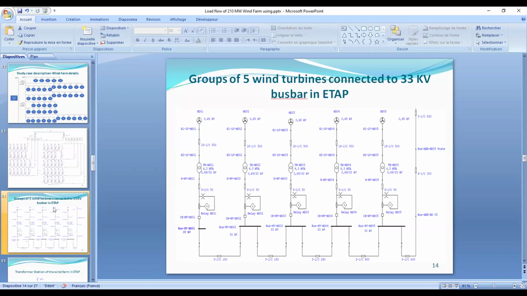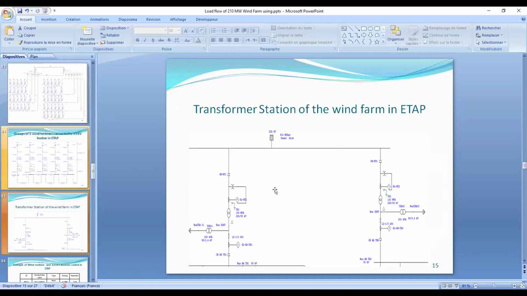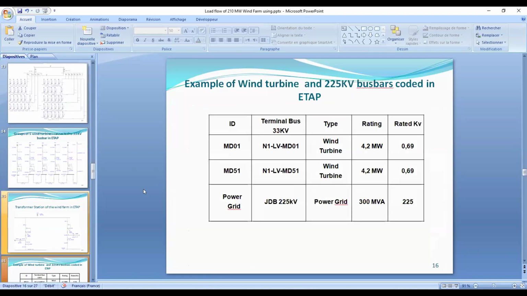You will find included the ETAP diagram of the 255 kilovolt substation installation. The energy produced by each wind turbine is transmitted by cable to the main bus bar at 30 kilovolts, and then this voltage is transformed in the transformer station by 2 power transformers. You can find this table from the database of the wind farm, and it is integrated in ETAP.